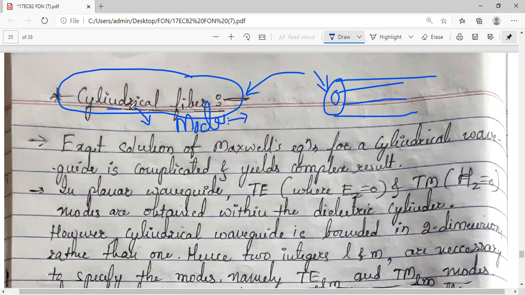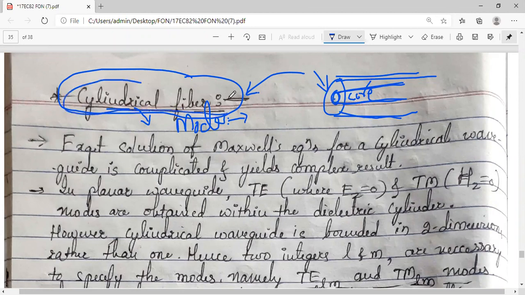Coming to the cylindrical fiber, as the name suggests, it is cylinder in shape. So two concentric cylinders will be one inside the other. The inner one, in our optical fiber, will be your core, and the outer one is your cladding. So concentric cylinders, one inside the other.